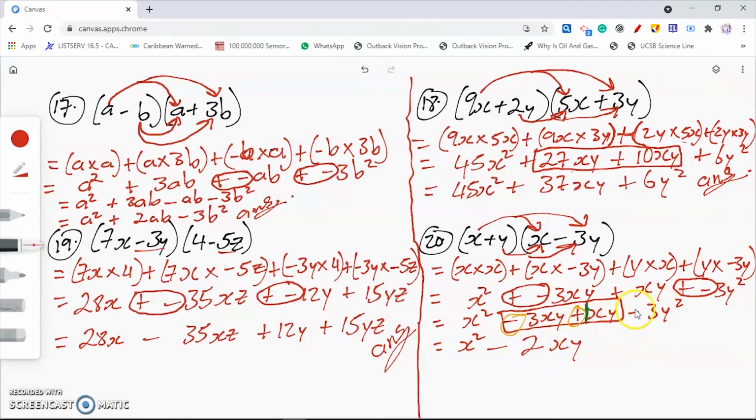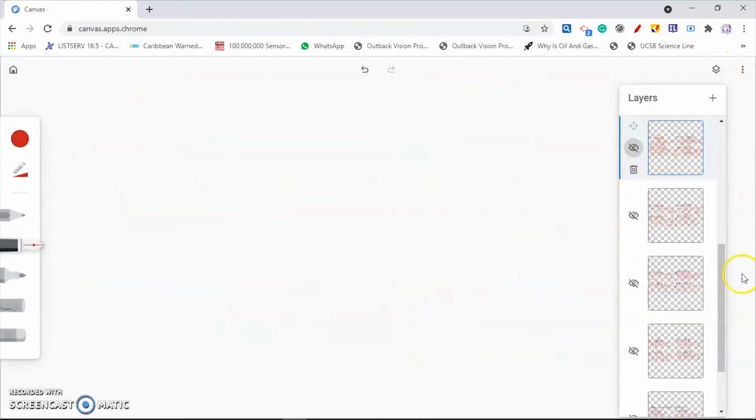And then we just bring down this part here, minus 3y squared. And that's our final answer. Good. Let's continue.